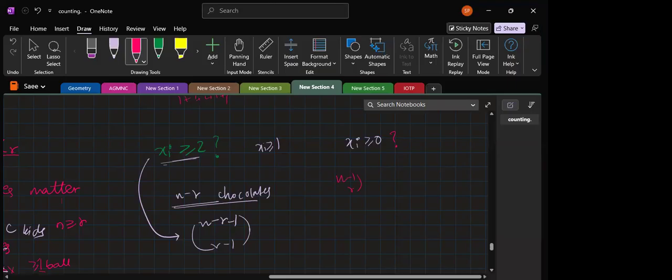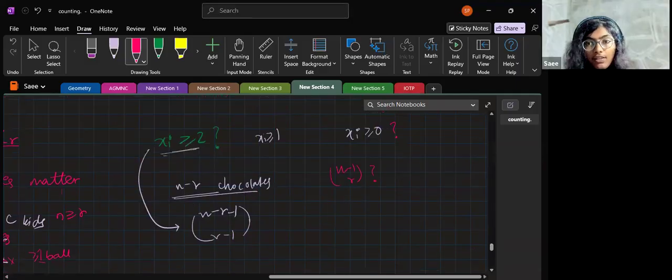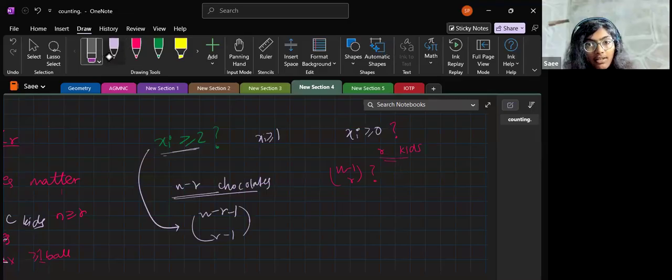There are N chocolates, and there can be N bars. Same concept, but now if we are giving it out to R kids, then you always need to have R-1 bars, right? If you have R kids, then the number of bars is always R-1. That doesn't change.